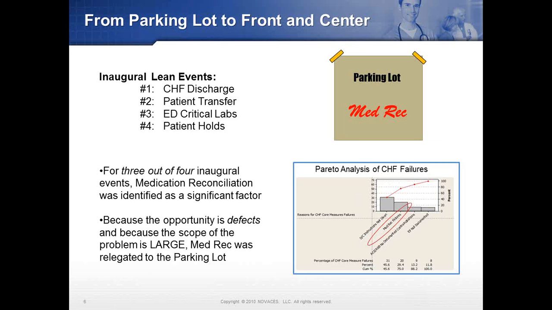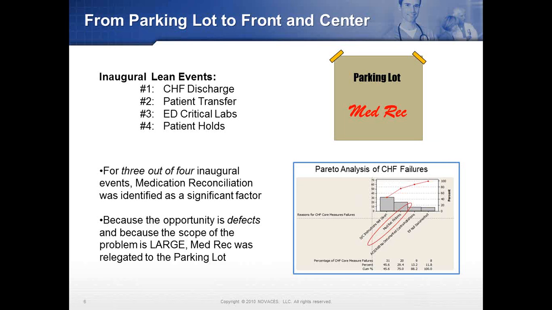Well, CHF discharge was inaugural lean event number 1. And the parking lot is something that you do in a lean event to make sure that you keep your team focused. One of the things that the facilitator will do is put a parking lot up on the wall. And it actually is a big piece of paper with tape on it that says parking lot. And anything that comes up in the course of the team's discussion that is out of scope is put on the parking lot. And the reason for that is if you don't put it somewhere and make a commitment to come back and look at that separately later, then the team can't get past it. They get stuck and they can't do the work that they've been called together to do.